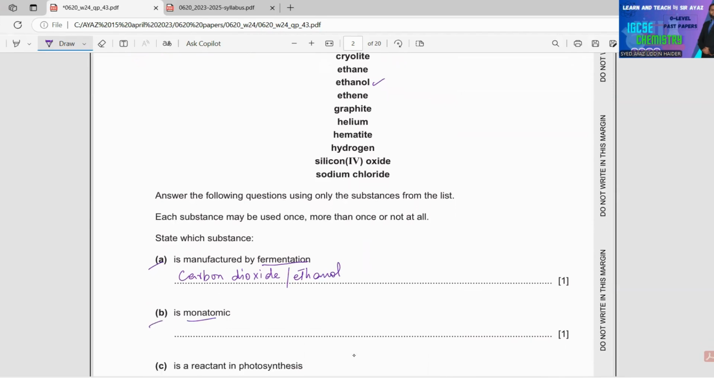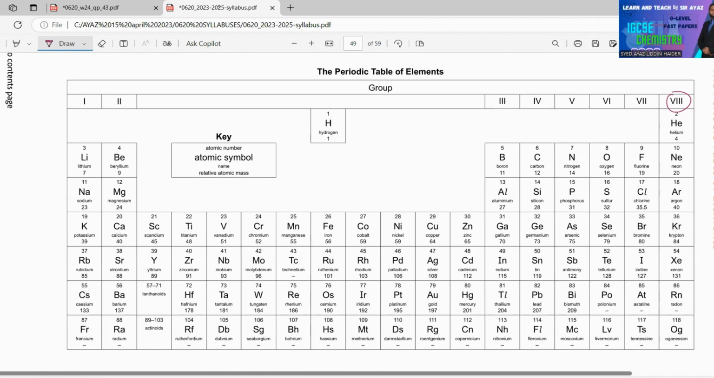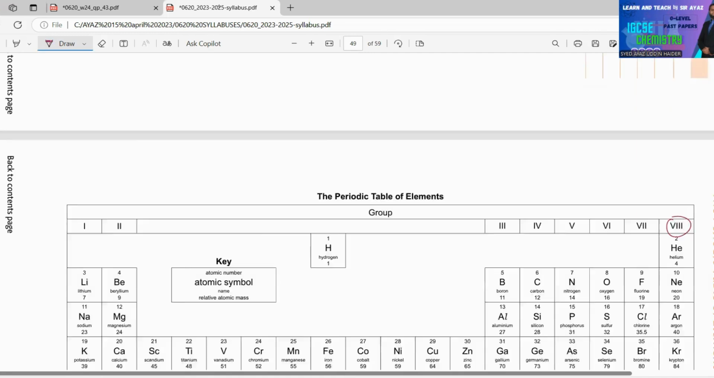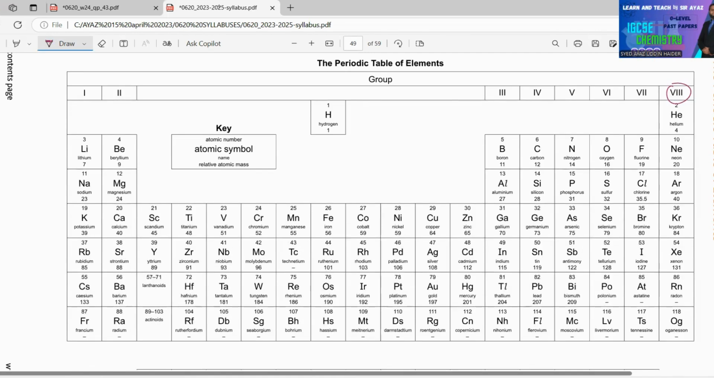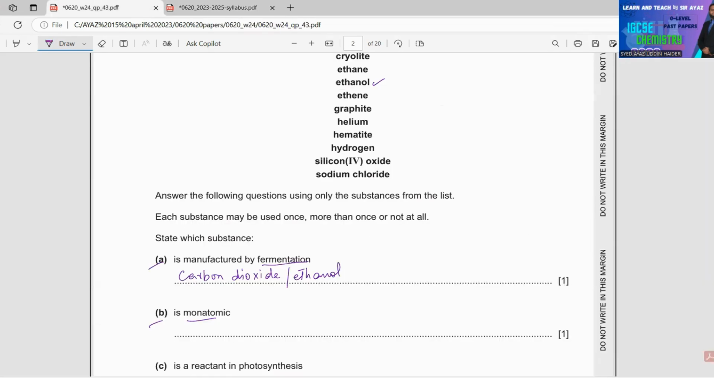B is monoatomic. You know that there's a group 8 element. We have helium, neon, argon, krypton, xenon, radon, or oganesson. These all are monoatomic. And if you look at the list, you can see only one element from this group, which is helium. So you're going to write helium here.